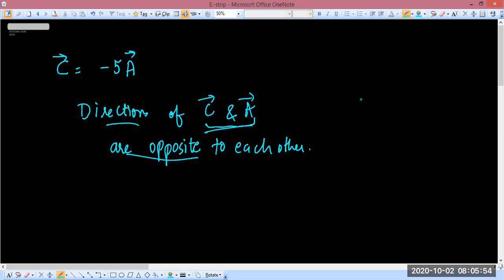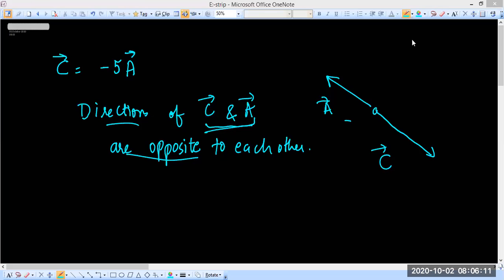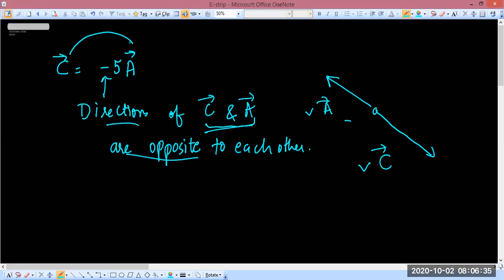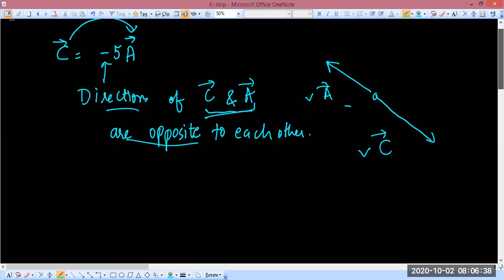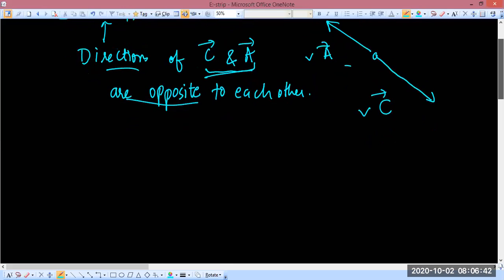Okay, I hope that is absolutely clear. So if A vector is in this direction, then C vector will be opposite to that. No, that's wrong, Rahul. C towards left, A towards right. No, not like that. Sorry, wrong. It could be anywhere, but whatever it is, A and C are opposite to each other in direction, right? So that is the meaning of this minus sign again. This means C is opposite to A. That's what it means, wherever A is. Okay, fine.